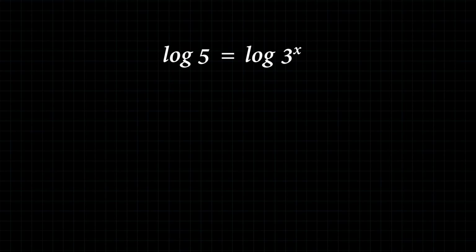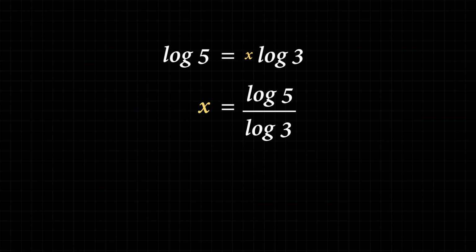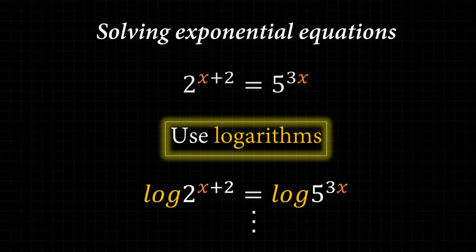And once I have log 3 to the power of x, that x now can be brought down as a coefficient. In other words, we rescue the x from the exponent slot down to the coefficient slot. And now we can easily solve for x by dividing both sides by log 3, and we'll have our answer for x. And this is actually the reason why we use logarithms when we're trying to solve for exponential equations.